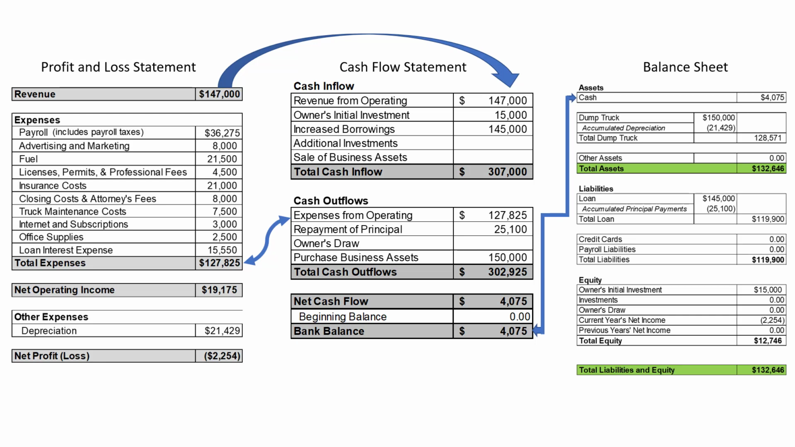Let's say you landed your first contract and your client pays you $500 for your services. Well, that $500 payment is going to be recorded on your profit and loss statement as revenue. When you deposit the money in the bank, it's going to increase your cash inflow, which increases your bank balance as indicated on the cash flow statement. That increase is recognized on your balance sheet as an increase in assets.